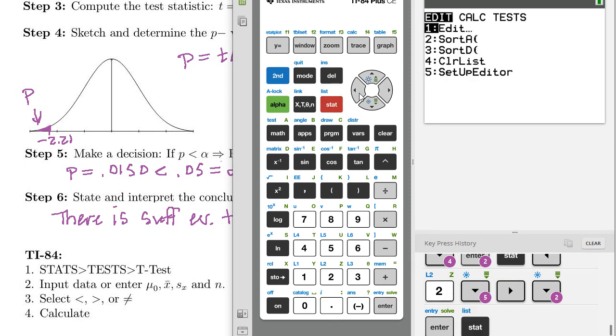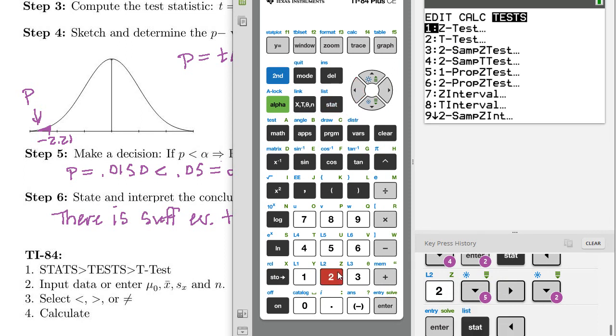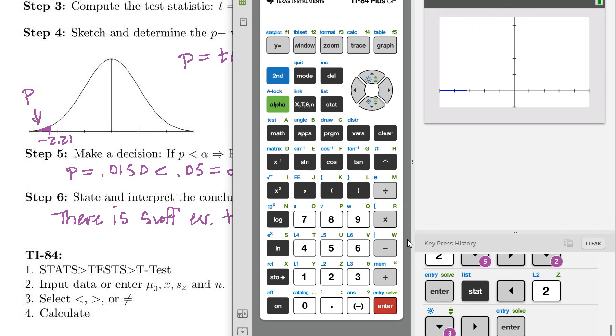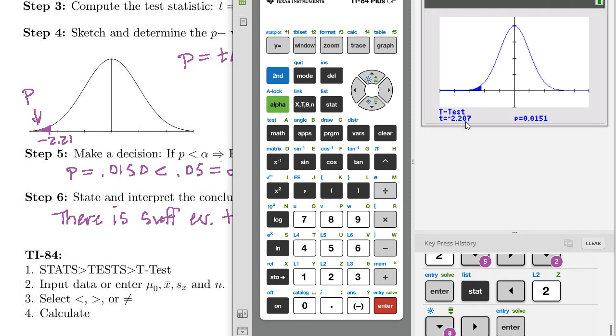Or if you do the draw, then it actually draws the distribution and shades in the p-value for you and gives you t and p. So you can confirm this always on the calculator. So again, these small p-values are good. They mean that the result is statistically significant.